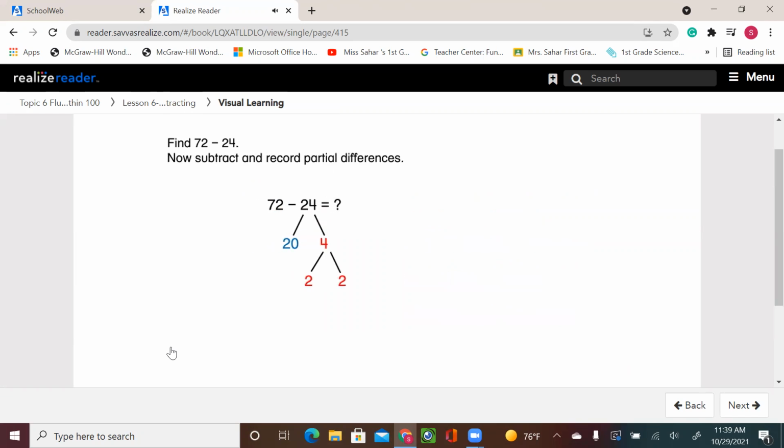Now, subtract and record partial differences. First, subtract the tens. 72 minus 20 equals 52. Then subtract the ones. 52 minus 2 equals 50. 50 minus 2 equals 48. So 72 minus 24 equals 48.